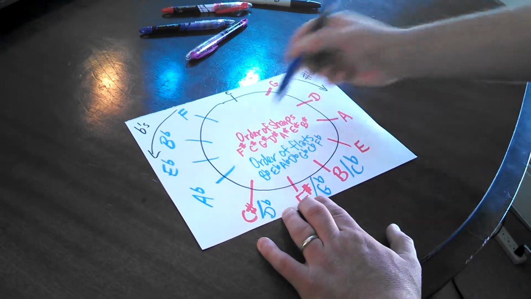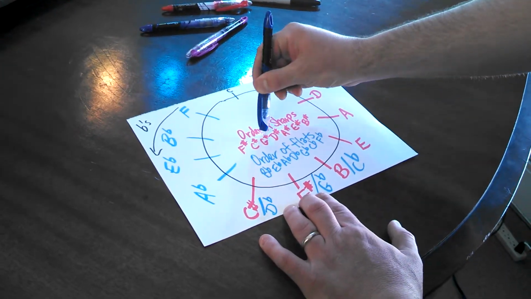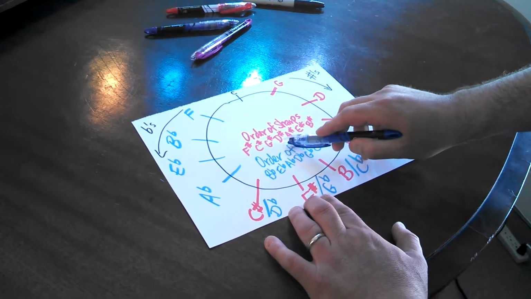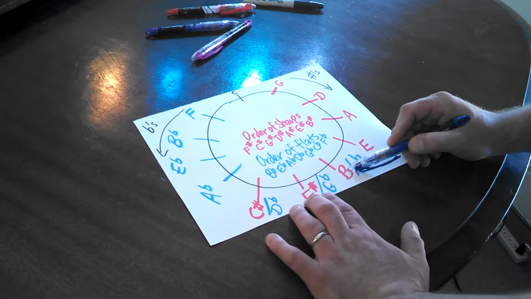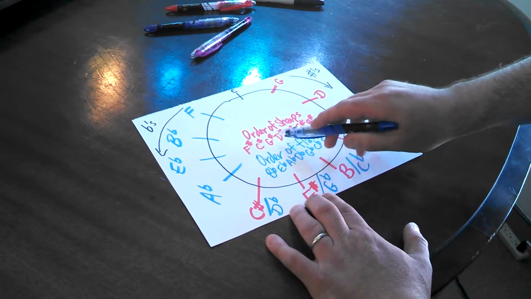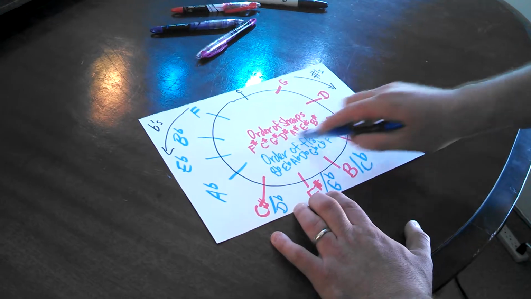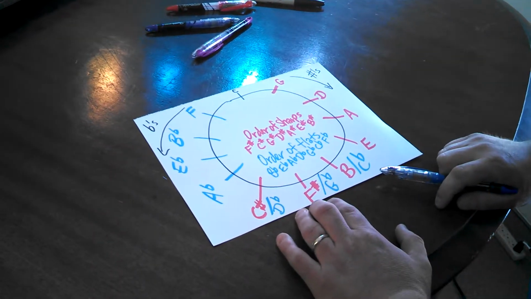Key of A would have 3 sharps, F sharp, C sharp, and G sharp. Over to the key of E, which has 4 sharps, F sharp, C sharp, G sharp, and D sharp. Over to the key of B, which has 5 sharps, F sharp, C sharp, G sharp, D sharp, and A sharp. 6 sharps all the way to E sharp, and 7 sharps all the way to B sharp. And that's how the order of sharps works.